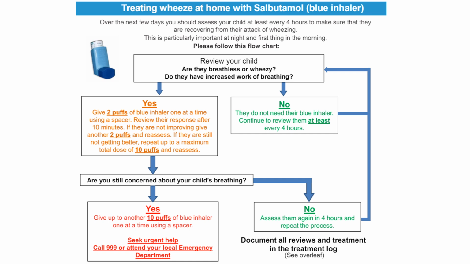Rather than have set intervals for set puffs, it's based much more on the family's assessment of their child. They recommend assessing your child at least every 4 hours. If they don't need a blue inhaler, continue to reassess them. When you're looking at your child, think, are they breathless or wheezy, or do they have increased work of breathing? If the answer is yes, you give 2 puffs and wait 10 minutes to review their response. If they're not improving, you give another 2 puffs, wait another 10 minutes and look at their response.